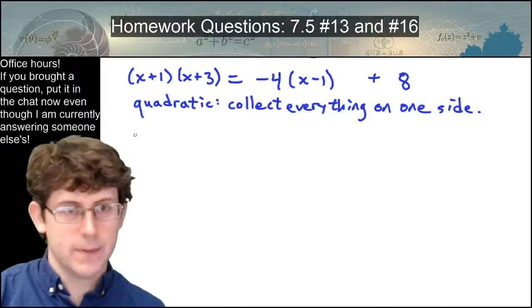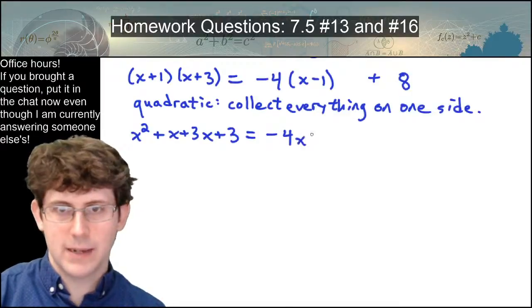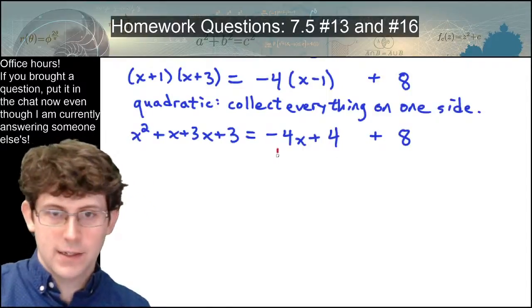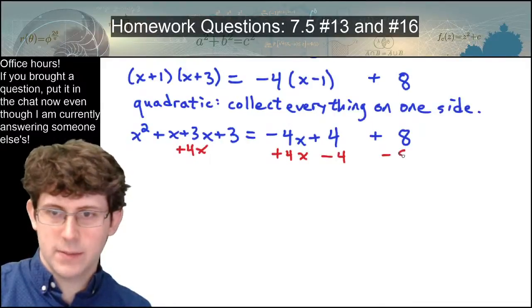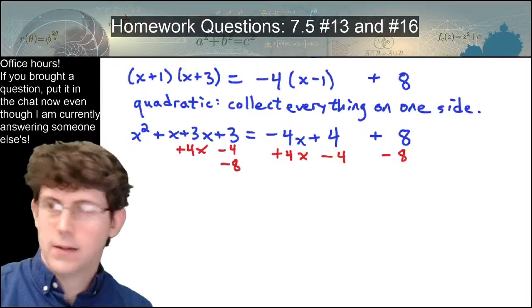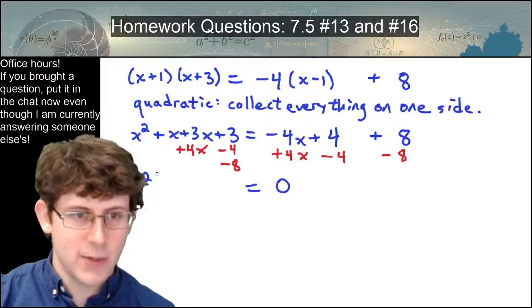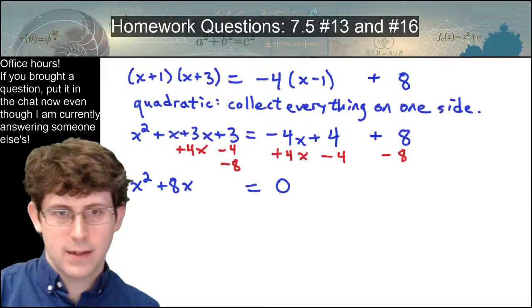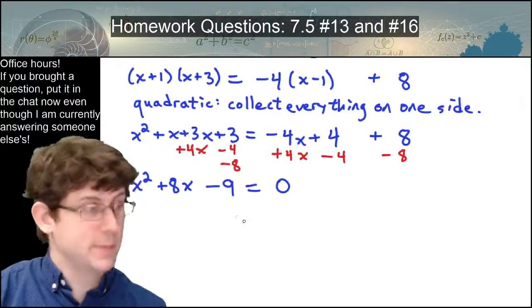So I'll multiply all this out. And I'll multiply this out too, because my plan is to get everything all collected on one side. Let's do it. Add 4x, subtract 4, subtract 8. If I do all that, I'm left with 0 on the right side. On the left side, I get x squared and 1, 2, 3, 4, 5, 6, 7, 8x. And 3 minus 4 is -1, minus 8 is -9.